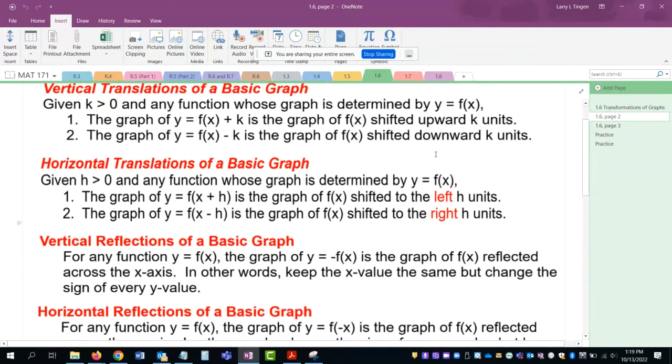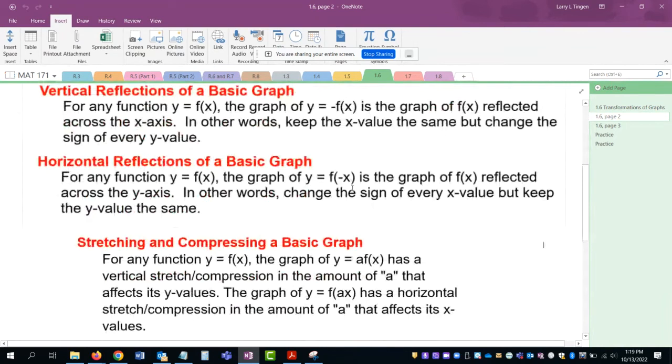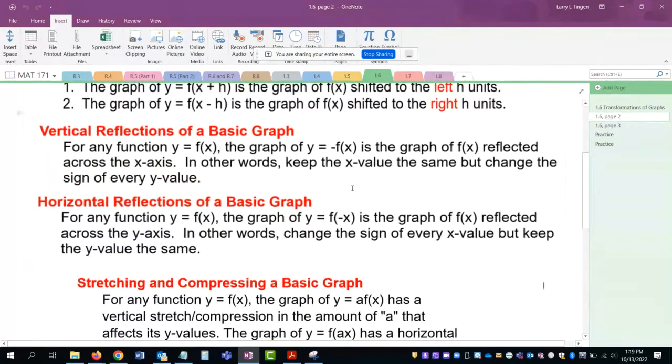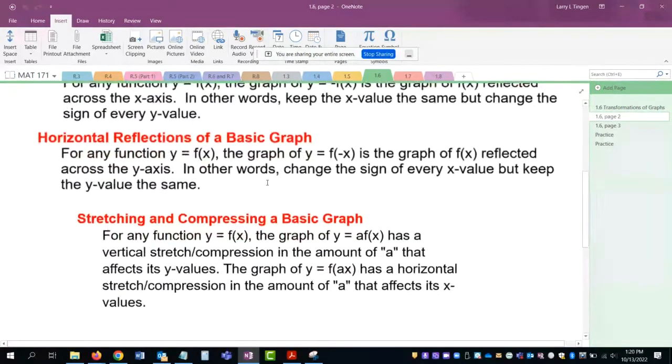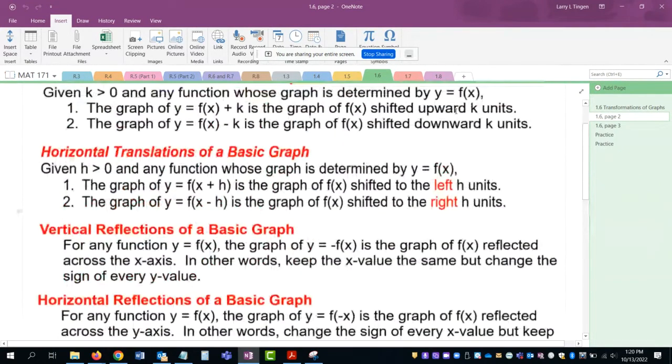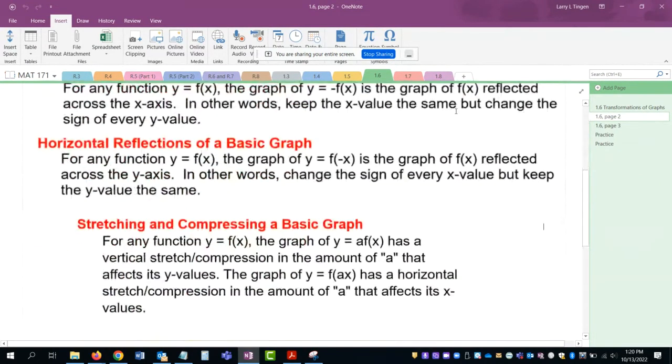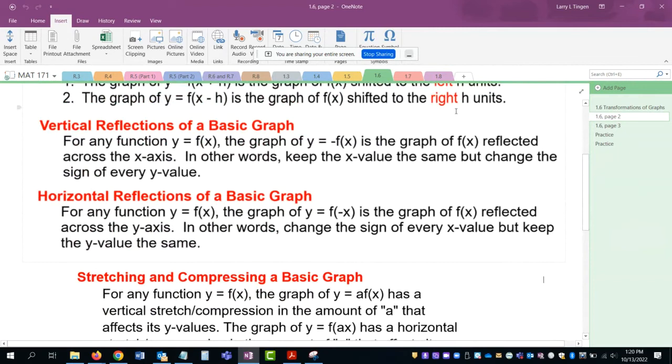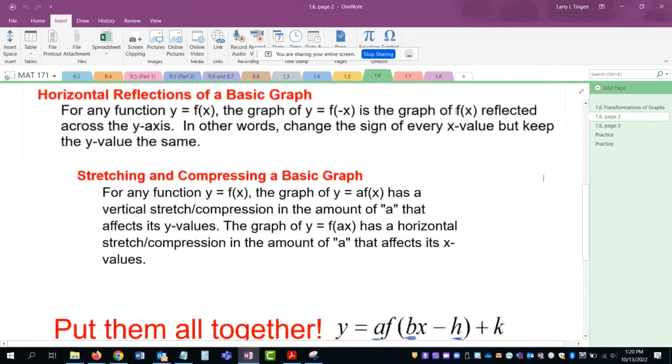Up, down, left, or right is always a shift. And then you have reflections, which is where you reflect across the x-axis or the y-axis. And then stretching and compressing is what we call what's going on there. So shift, up, down, left, right, reflection across the x-axis, reflection across the y-axis, and then stretching and compressing.